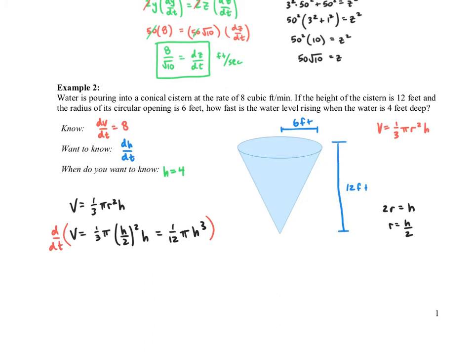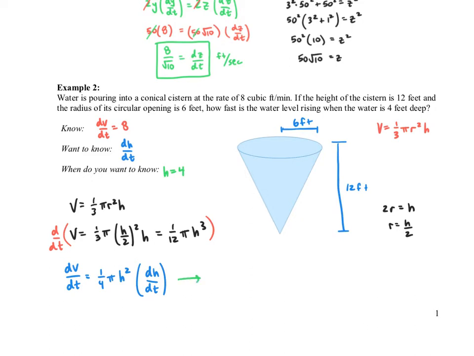So when we take our derivative, we get dV/dt, so we get the rate of change of the volume. We get the power rule, so 3 times 1/12, which is 1/4, pi times h squared, and then we have the derivative of h with respect to t. Okay, we know pretty much every variable except dh/dt.